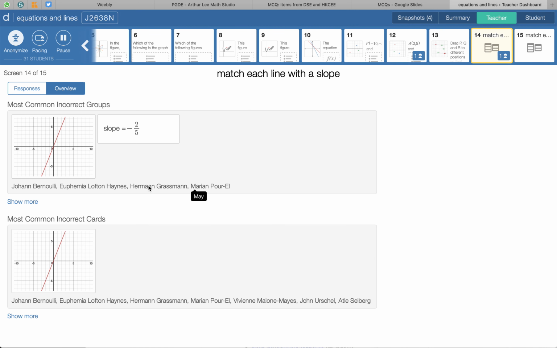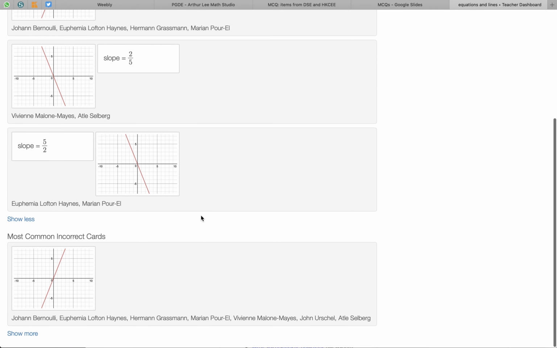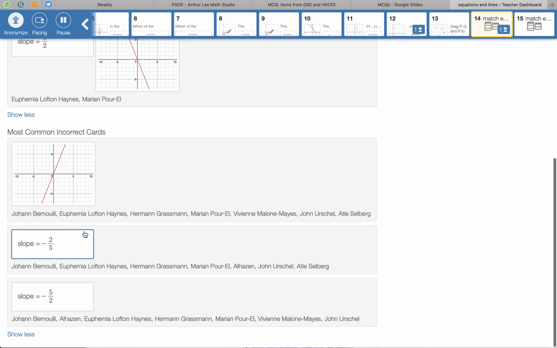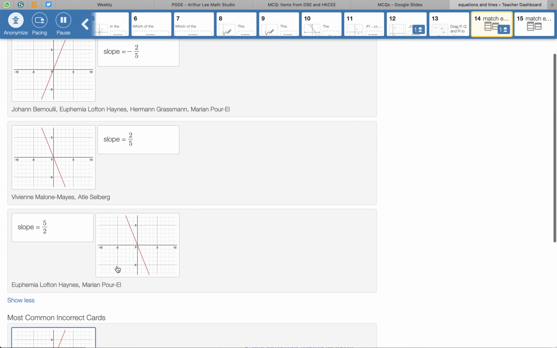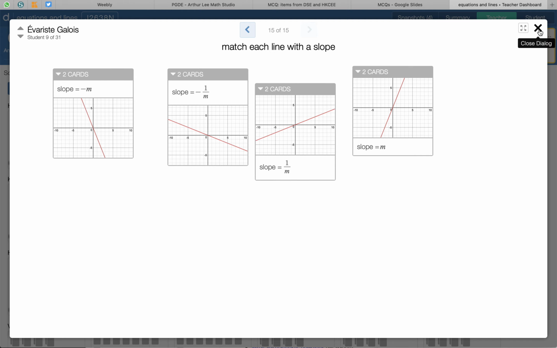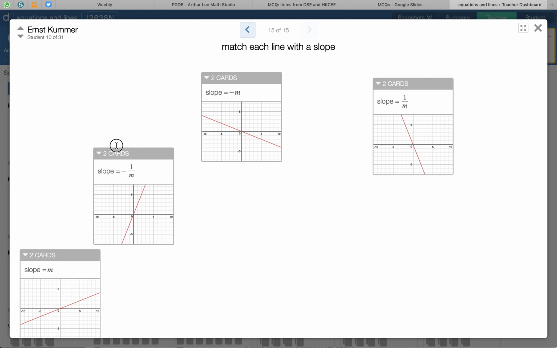And for the overview, then you can see what are the most common incorrect groups the students have made, or most common incorrect cards. You can show more. Then the system will check for you. So which pair seems to be more likely to be wrong, or which card seems to be quite likely to be wrong. And the last one is an open question. So we do not have a particular answer, but you can see the students' grouping, whether they are doing the grouping in the same way or not. So these are different groupings provided by the students.